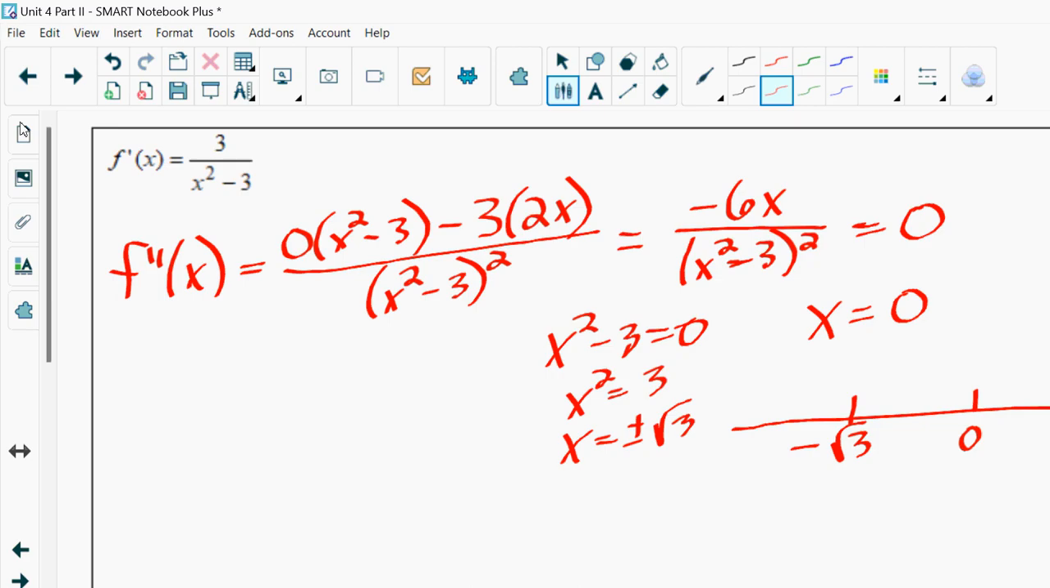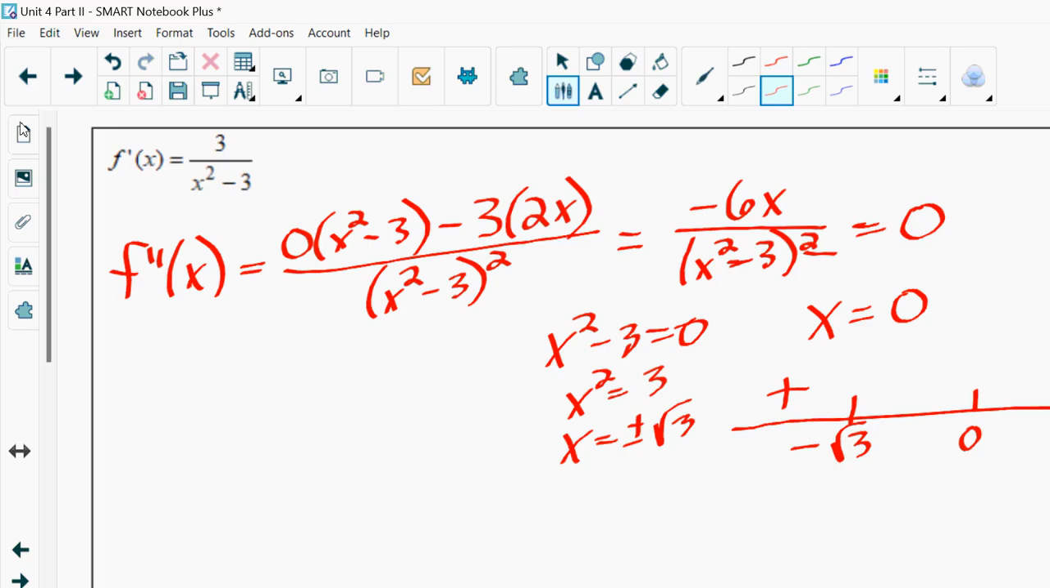What's really great when I plug stuff back into this, look at this denominator. No matter what I plug into this denominator, do you agree that denominator is always going to be positive? Because it's something squared. So when I'm plugging numbers in, I'm really just plugging it into the top. So don't overthink this, okay? So if I plug in a number smaller than negative square root of 3, like negative 2, negative 6 times negative 2 would be a positive number. Yes?